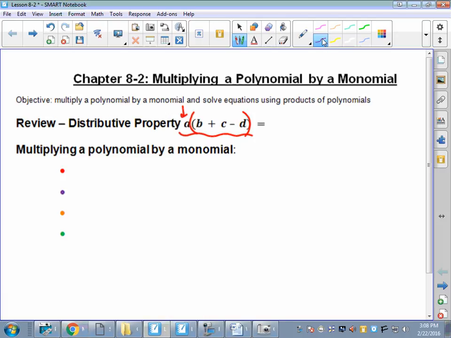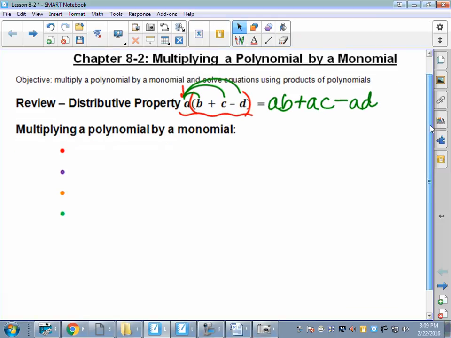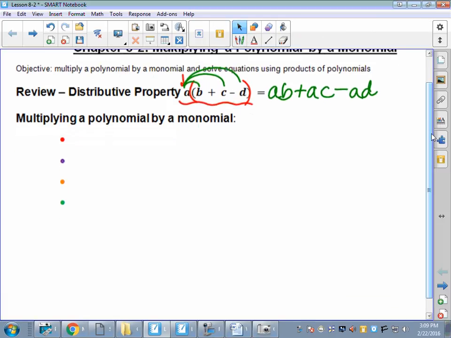Everybody remembers distributive property, right? A times B is AB. A times C is AC, and A times that minus D is a negative AD. So we're going to do the same thing. We're going to multiply polynomials by monomials, only we're going to have to remember some things about our properties of exponents. So first of all, distributive property.